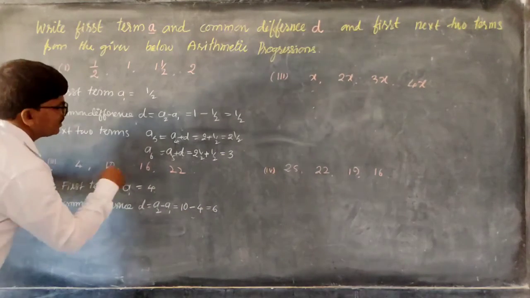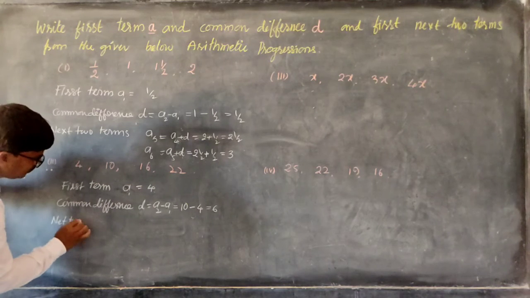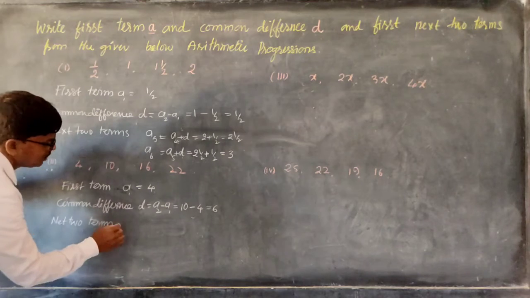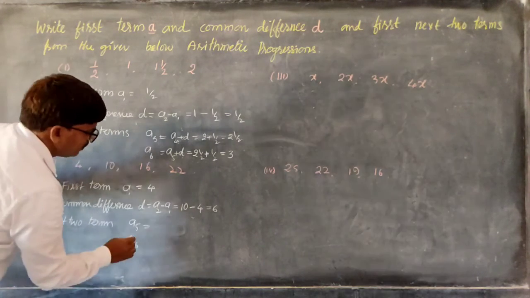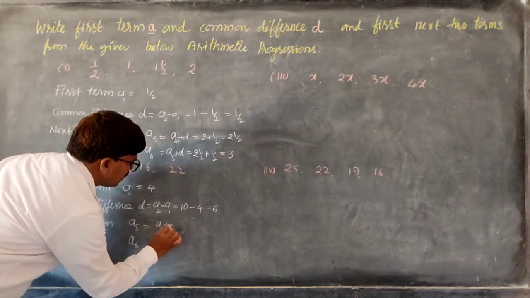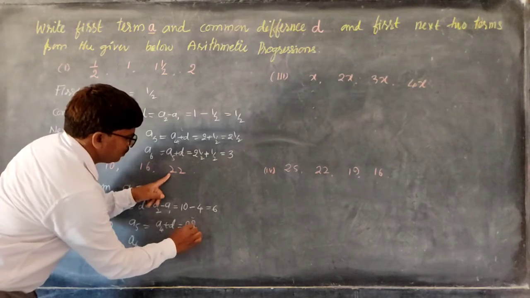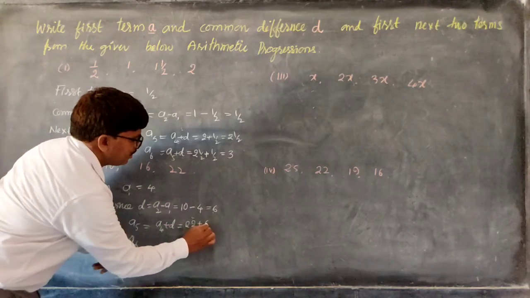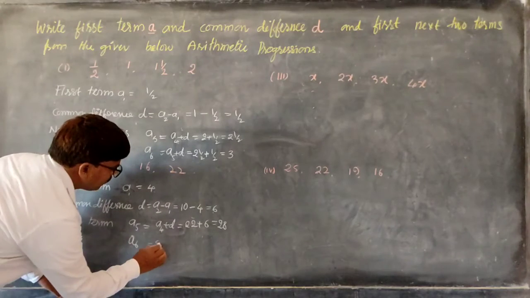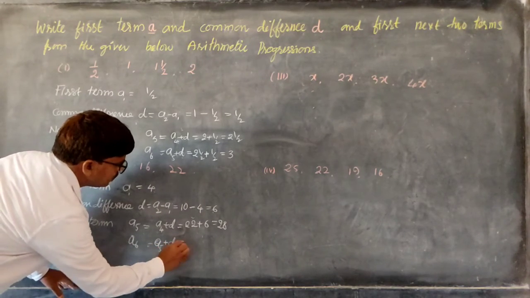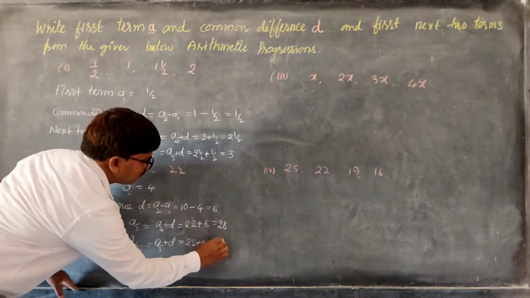Now the next two terms, that is the fifth term and sixth term. The fifth term is the fourth term plus D. So what is the fourth term? First, second, third, fourth term is 22 and the common difference is 6, which gives 28, and the sixth term is the fifth term plus D. So 28 plus 6 is equal to 34.